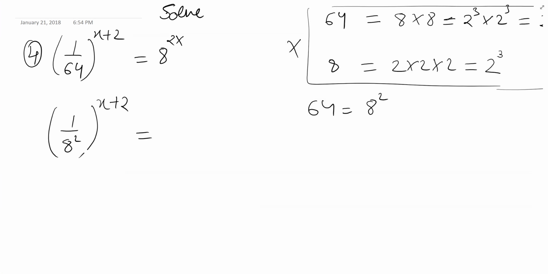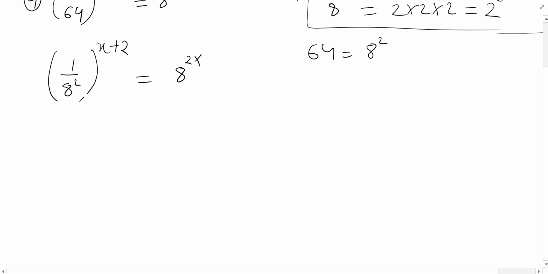So there we have 8 raised by 2x. Now on the left hand side we have 1 over 8 squared, and on the right hand side we have 8 on the top. There's nothing at the bottom. So we convert that as an 8 power.